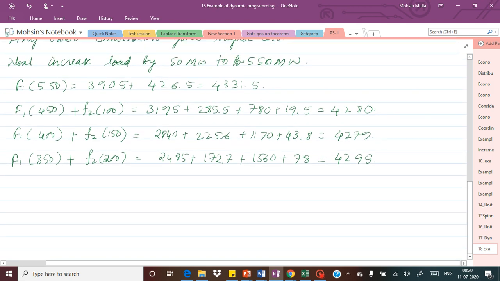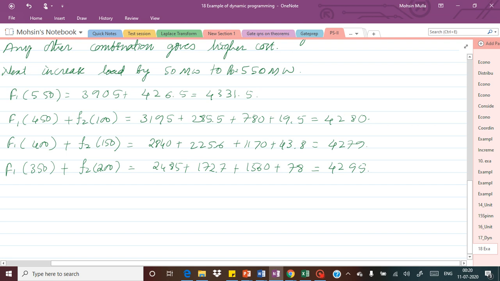So when we are using only the first unit, this value is 4331.5, but when we are using the second unit also in combination, then the value is 4280 for 450 and 100. Then we decreased the load on the first unit by 50 megawatt and made only 400 megawatt on the first unit, and we increased 50 megawatt on the second unit to make it 150 megawatt. So when we calculated the cost of this particular value, what we got is 4279.